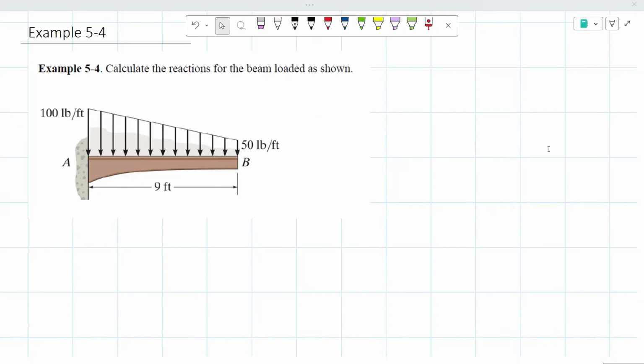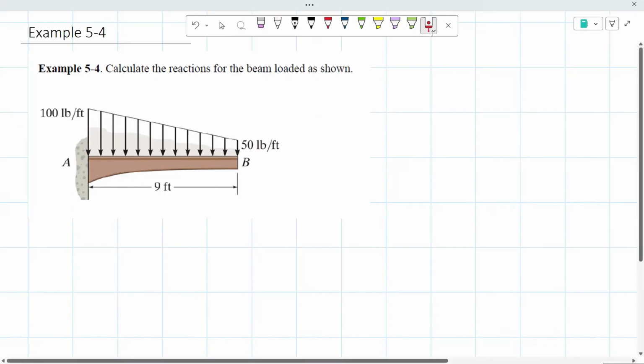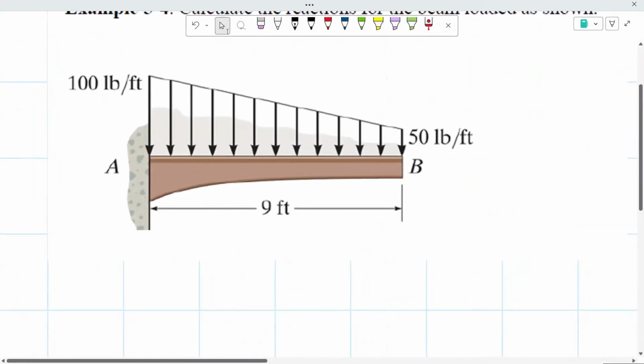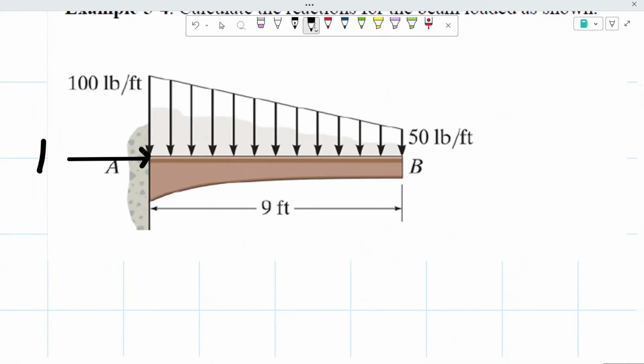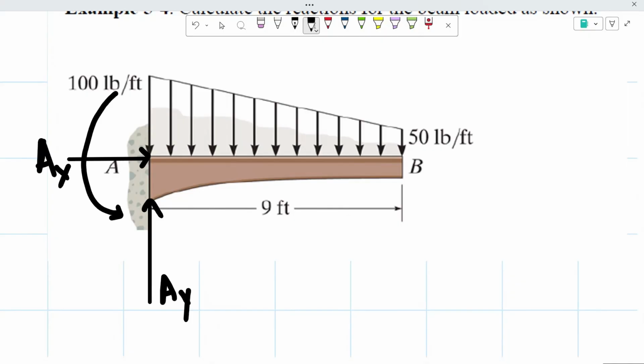So the first thing that we're going to do is see how many reactions we're going to have. As you can see, we have a fixed end, meaning that we are going to have an X reaction. We're going to call this A sub X. Then we're going to have a Y reaction. I'm going to assume upwards. We're going to call this A sub Y. And we're going to have a moment. I'm going to assume counterclockwise. We're going to call this M sub A.